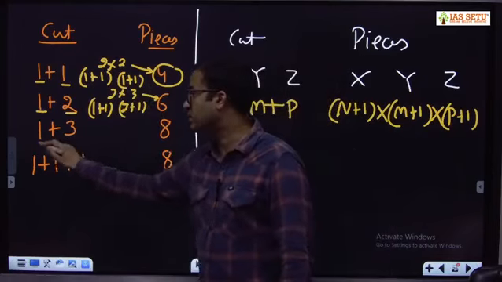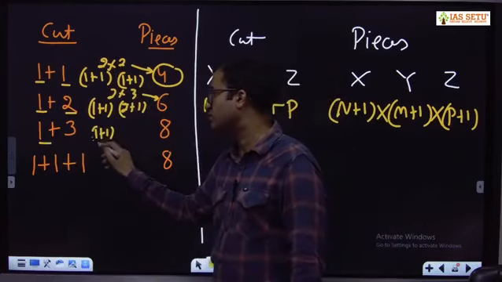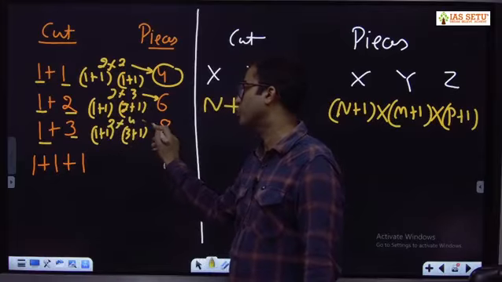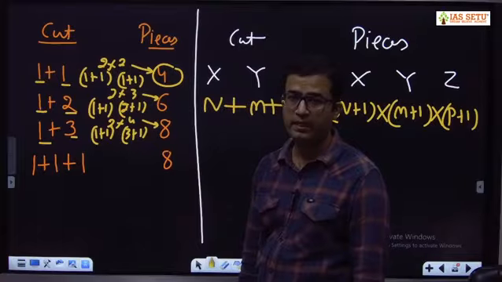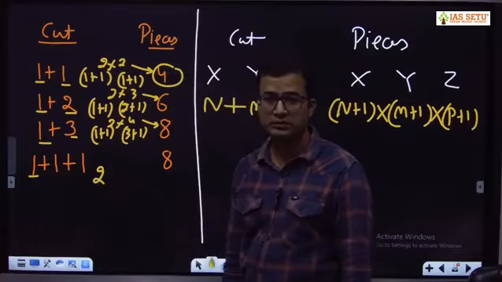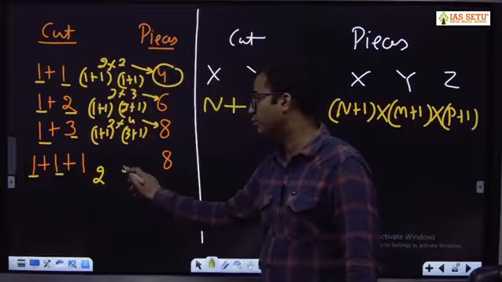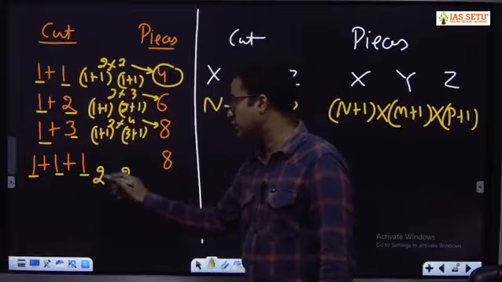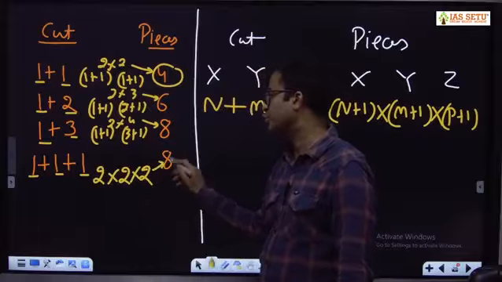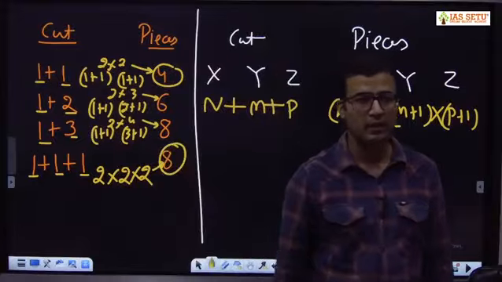Similarly, 1 plus 3 cut. 1 cut gives you 1 plus 1 pieces. 3 cut gives you 3 plus 1 pieces. 2 into 4, 8. So can we say this 1 cut gives you 2 pieces? This 1 cut also gives you 2 pieces. This 1 cut also gives you 2 pieces. 2 into 2, 4 into 2, 8.